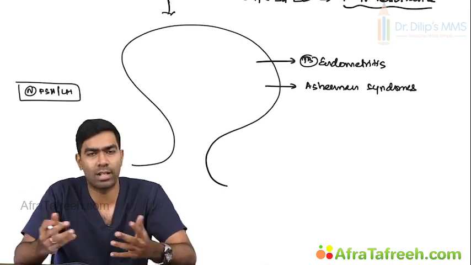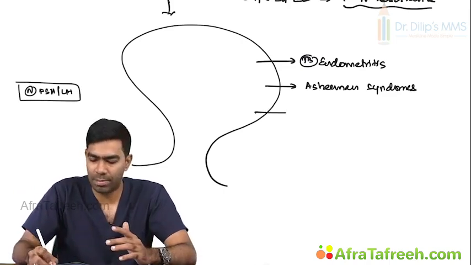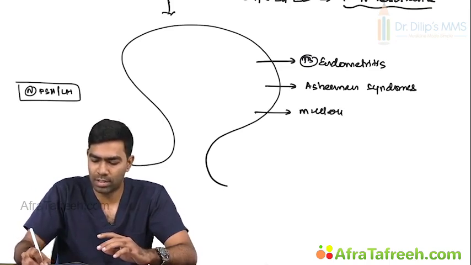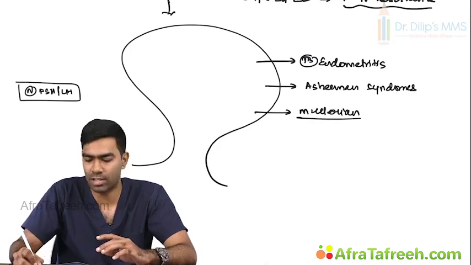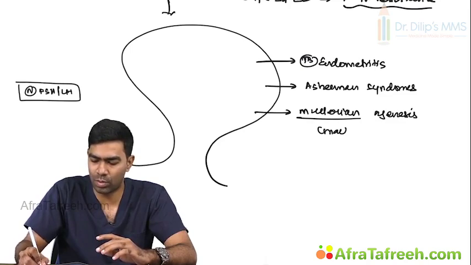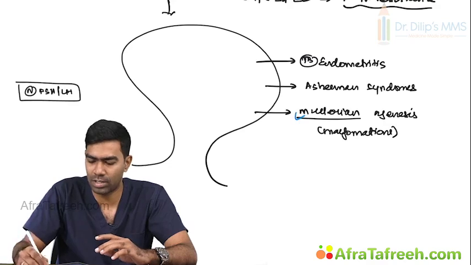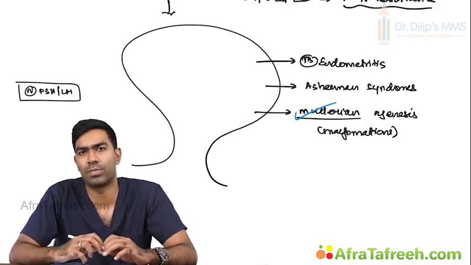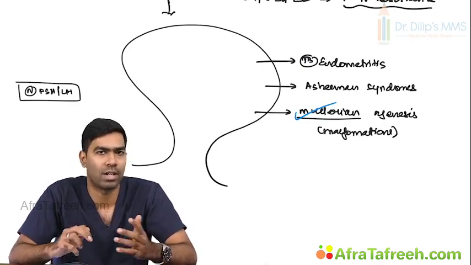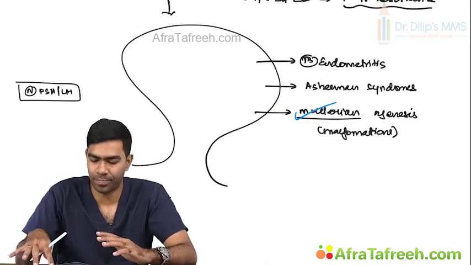When you scrape off the basal layer, Asherman syndrome might be happening. Or it can be due to certain Mullerian conditions or uterovaginal agenesis, like Mullerian agenesis, or some other malformations of the uterus. In exam, you will often encounter this uterovaginal agenesis, otherwise called Mullerian agenesis, or simply Mayer-Rokitansky-Kuster-Hauser syndrome, which I have discussed already.